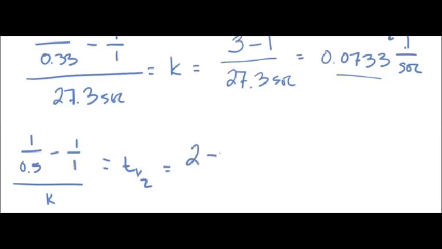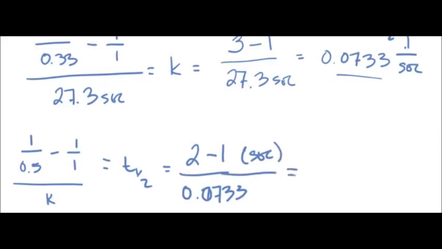So I'm going to have 2 minus 1 over the K value, which is 0.0733. And again, the unit's 1 over seconds, so put seconds in the correct spot. So whatever 2 minus 1, which is the inverse of my K value, so you have that in your calculator, hit the inverse button, and it says it's 13.65 seconds. I'm going to make that 13.7 seconds for 3 sig figs.